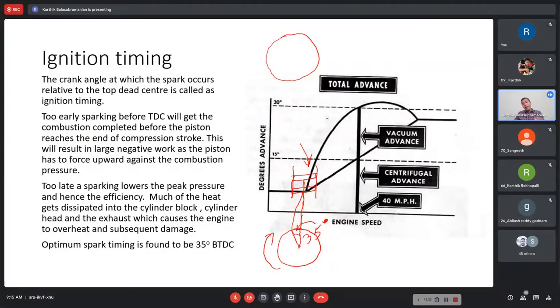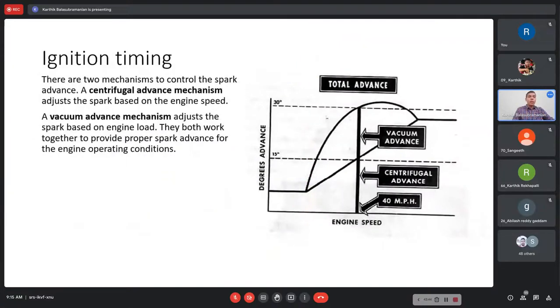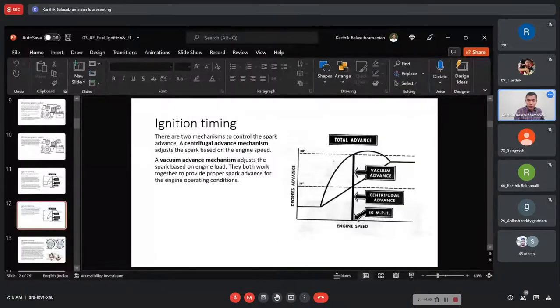So when you do that, you will get the maximum power efficiency. Otherwise, it will create either negative work or you will lose efficiency and a lot of heat gets dissipated into the cylinder components, leading to overheating. Okay. So we have two mechanisms to control the spark advance. One is called the centrifugal advance mechanism, and another one is called the vacuum advance mechanism. Okay. These two we will see in the next lecture.